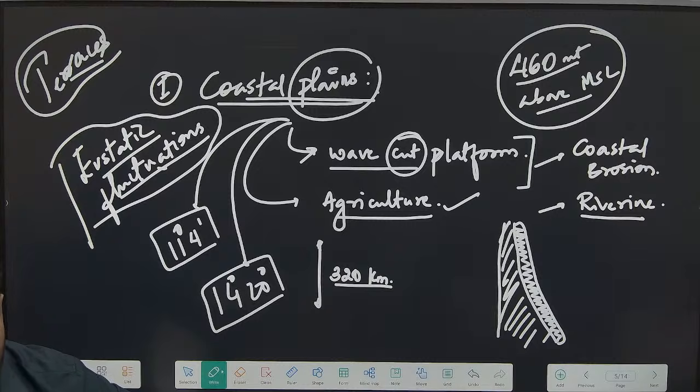Subduction is one reason. Second reason, most of the west flowing rivers are in which stage on the western side of the Western Ghats? Not only young. If you say young, you're absolutely wrong. Also mature stage. In the mature stage, a delta is not a characteristic feature. Delta is a characteristic feature of which stage?